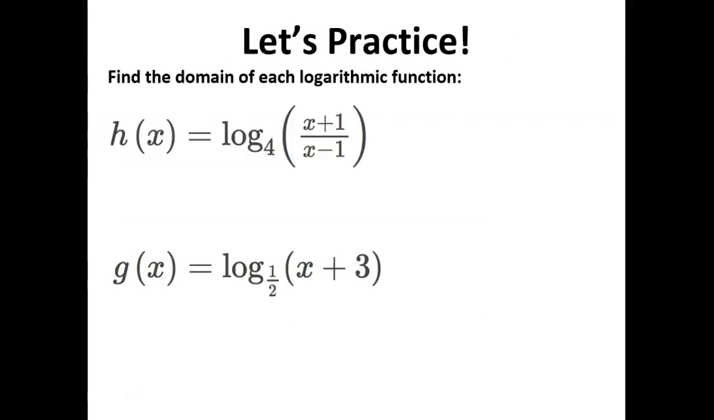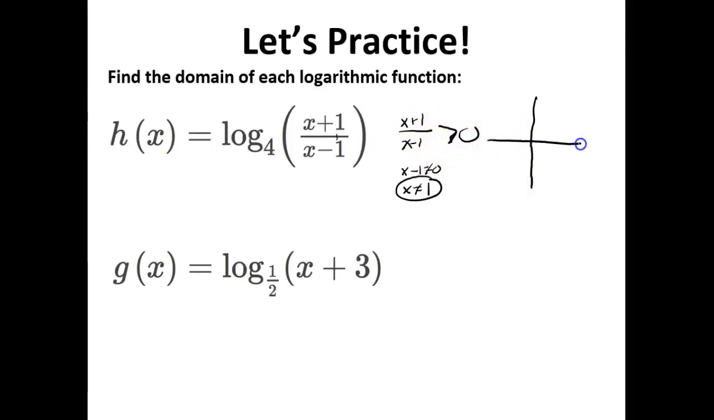So looking at some of these in practice, how do we end up finding the domains? Well, take log base 4 of (x plus 1) over (x minus 1). This (x plus 1) over (x minus 1), we know that has to be greater than 0. And from our experience with rational expressions, we also know that this bottom here can't be 0. So x minus 1 cannot equal 0. So one of our restrictions is x cannot be 1. And then this part here has to be greater than 0. Well, where does that happen?